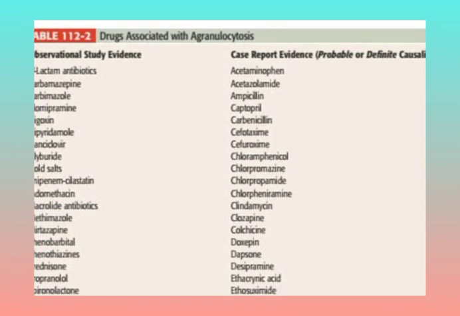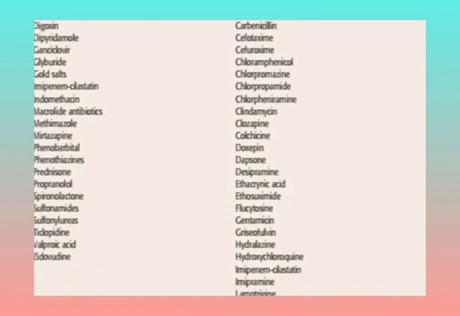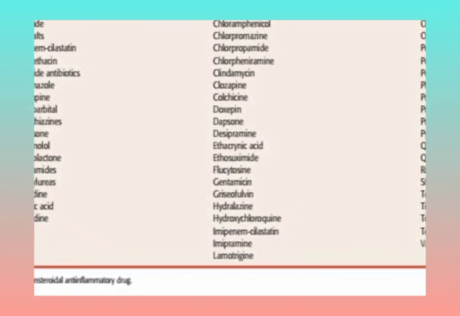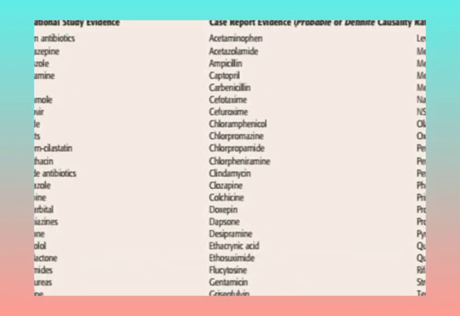Whereas the case report evidence drugs are acetaminophen, acetazolamide, ampicillin, captopril, NSAIDs, nafcillin, olanzapine, penicillamine, penicillin G, pentazocine, phenytoin, clindamycin, dapsone, griseofulvin, hydroxychloroquine, tolbutamide, and streptomycin. NSAIDs are also mostly reported in case reports as causing drug-induced agranulocytosis. So these are the associated drugs.